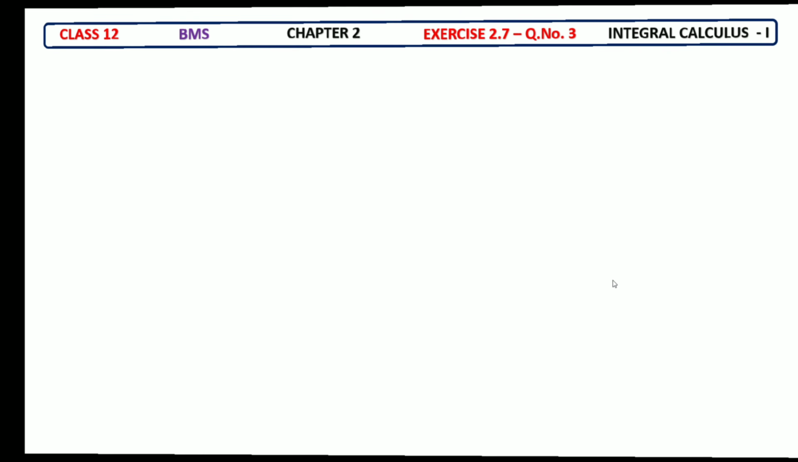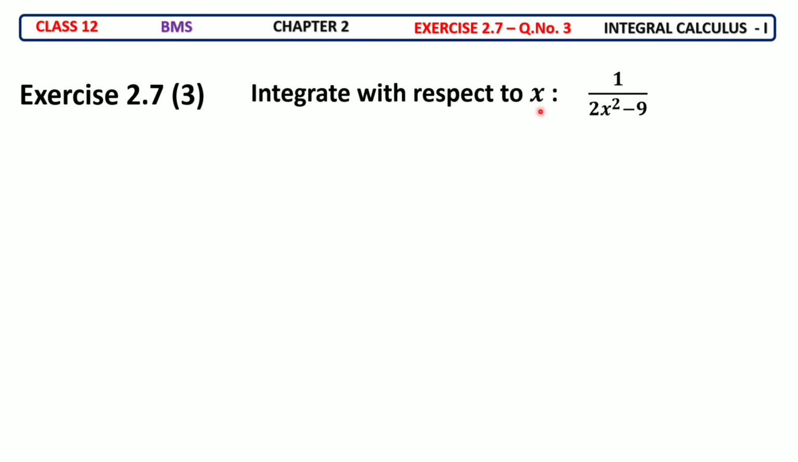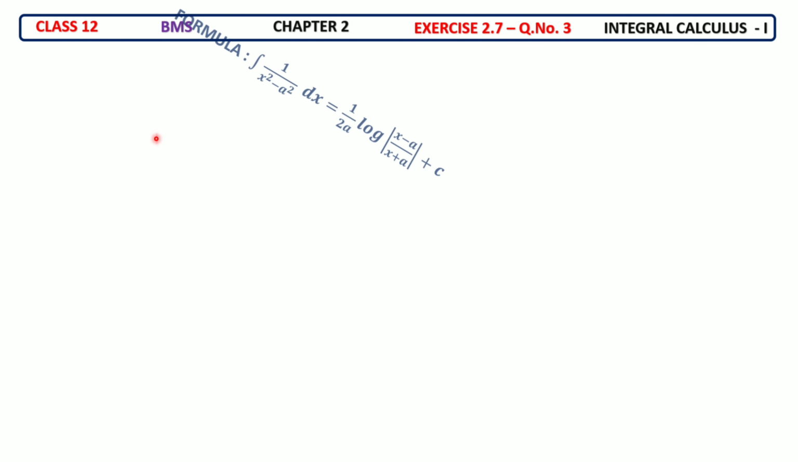Now let us go to sum number 3. Integrate with respect to x: 1 divided by 2x square minus 9. So given the function, we have the formula. Here the integral of 1 by x square minus a square dx is the formula 1 by 2a log of x minus a by x plus a plus c. So here there is modulus, and so the given formula.